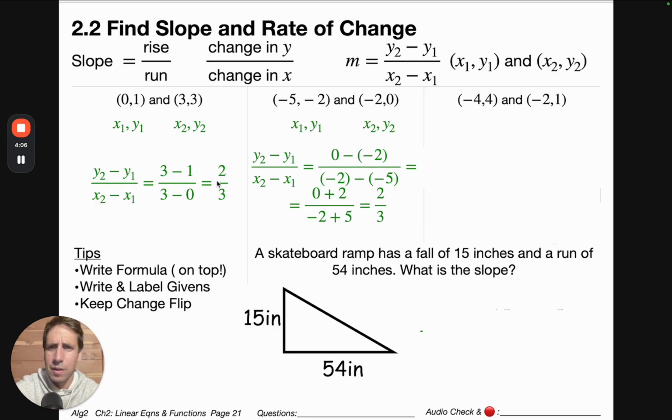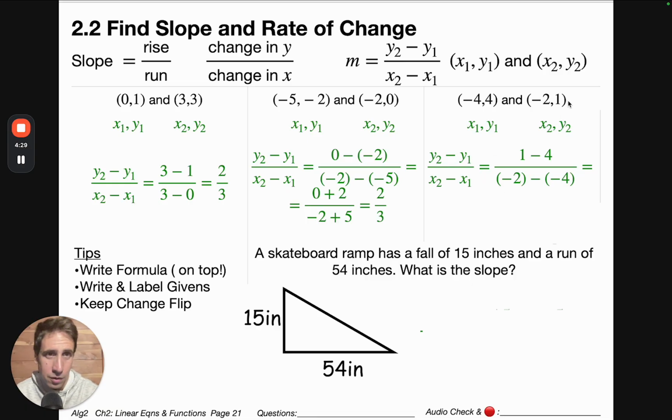It seems to be like the same answers we got back here, but different points. All right, next. x1, again, first step has got to be to label it. So my tip is that you write the formula, you write and label the givens, and then you keep, change, flip. So then, boom, we can see now that we have to put out the formula y2 minus y1 over x2 minus x1. And now that means we take 1, put it here, minus 4, put it here. x2 is negative 2 minus x1, which is negative 4.